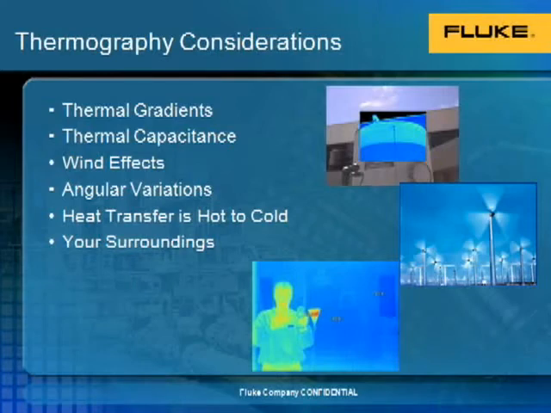Wind also plays a role as well. The temperature of an object decreases as the wind speed going over it increases. Angular variation refers to the angle at which you are inspecting something. It is always best to get as close to a 90-degree or perpendicular angle to the object as possible. Please note that heat transfer is always from hot to cold. Be aware of your surroundings as well. Many times hot objects behind you can transfer their heat onto the object that you are inspecting.